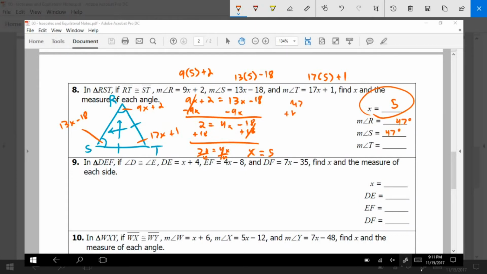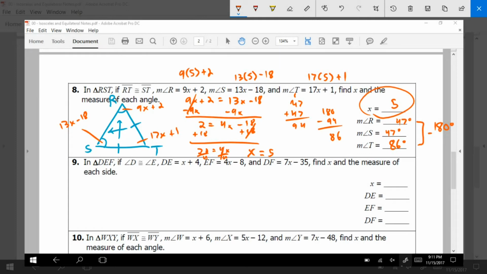47 plus 47, that's going to be 94. 180 minus 94 is 86. So the measure of angle T is 86 degrees. And if you add these three numbers together, it's going to be 180 degrees, because no matter what kind of triangle you have, the total degrees in that triangle is going to be 180. All right, so with that one done, we want you guys to try numbers 9 and 10.